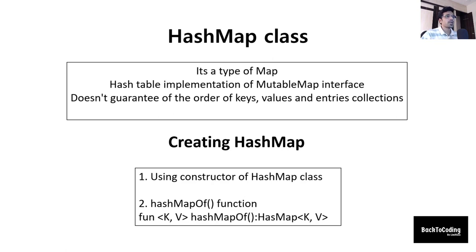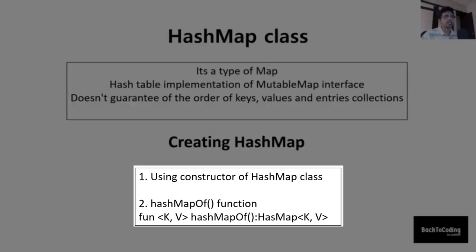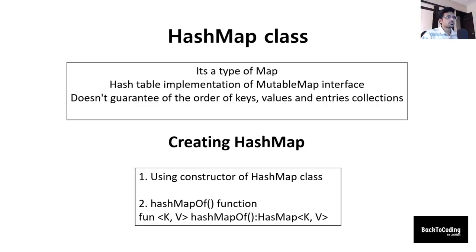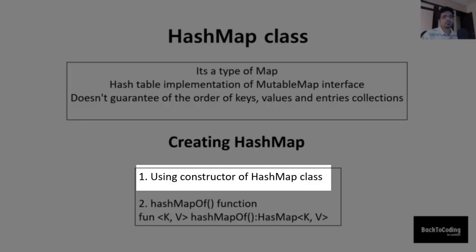We can create a hash map using the constructor or by using hashMapOf function of Kotlin's hash map class. First, let's create our hash map using constructor of hash map class. Let's see it practically.